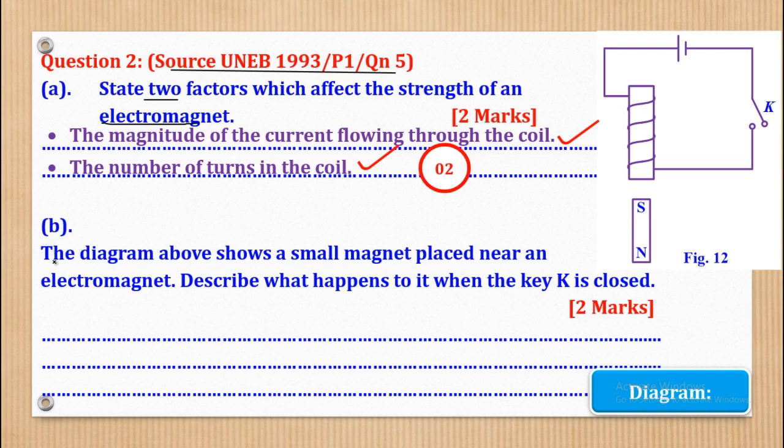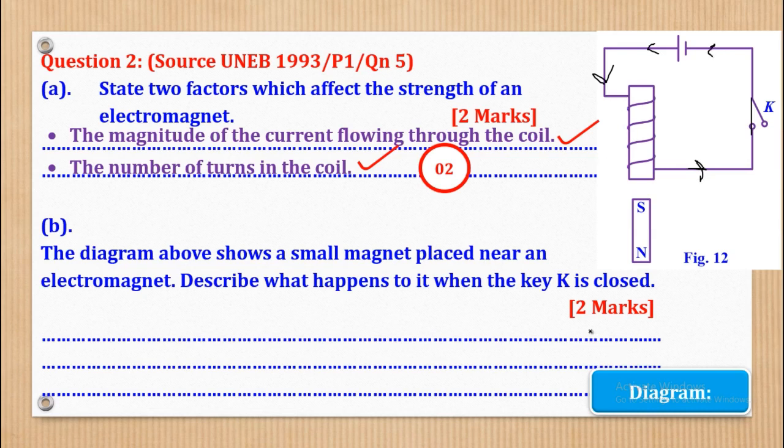Now we shall go to part B. Part B says that the diagram above shows a small magnet placed near an electromagnet. Describe what happens to it when the key is closed. So this is a small magnet and it's placed near an electromagnet. They want you to describe what happens when this key is closed. So when this key is closed, remember current moves from positive to negative, so current will move in that direction and back to the source.